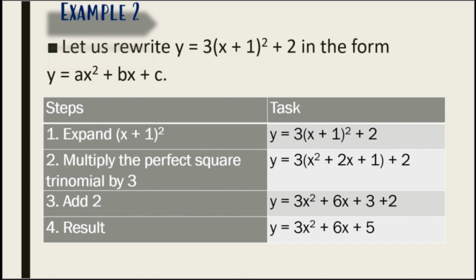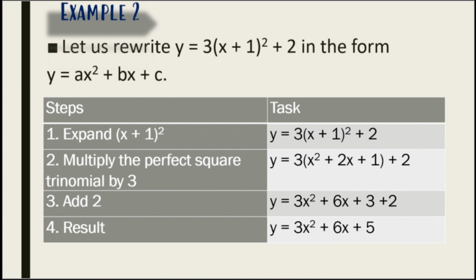And then, since a is equal to 3, by distributive property, we get 3x squared plus 6x plus 3. And then, we add 2. So y is equal to 3x squared plus 6x plus 3 plus 2 will give us y is equal to 3x squared plus 6x plus 5.